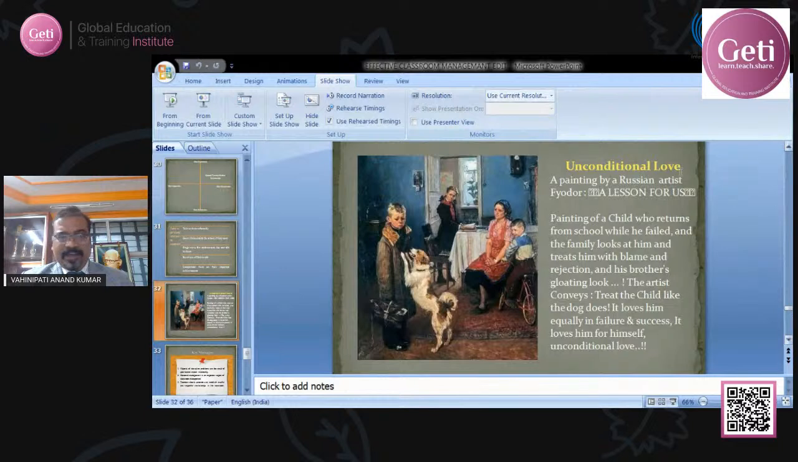And I would like to finally share this one photo of this painting drawn by the Russian artist, Fyodor, and it is a lesson for all of us. Unconditional love. Painting of a child who returns from school after he failed, and the family looks at him and treats him with blame and rejection. His brother has a gloating look. If you see it from close, you see the expression on the faces of the family members, and then you see this dog.